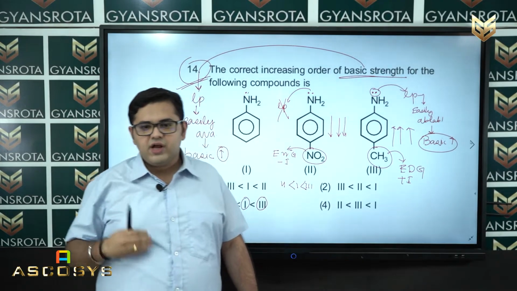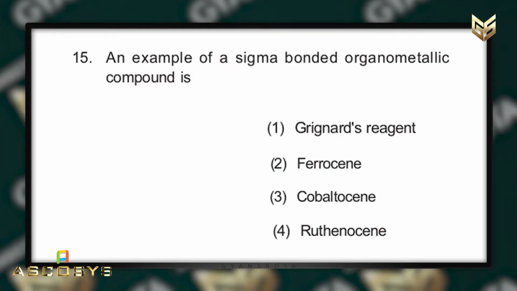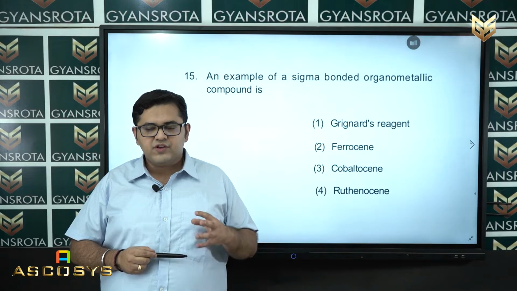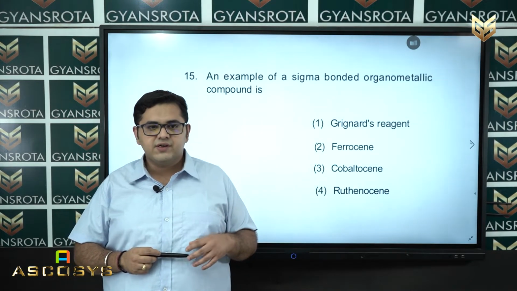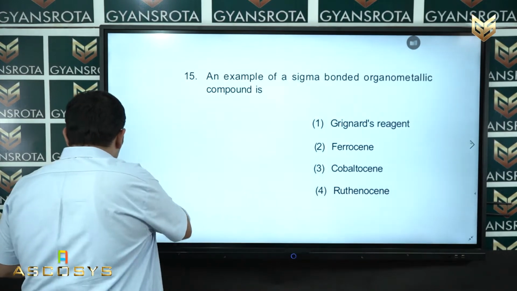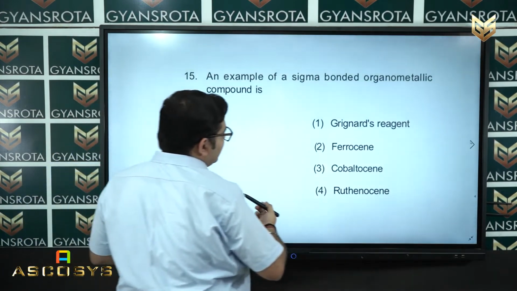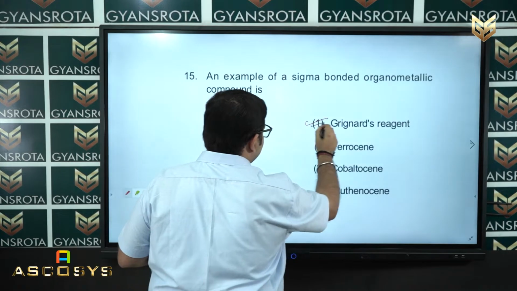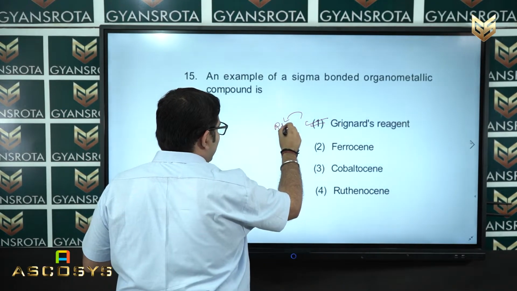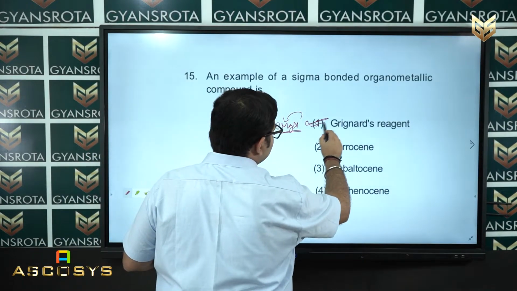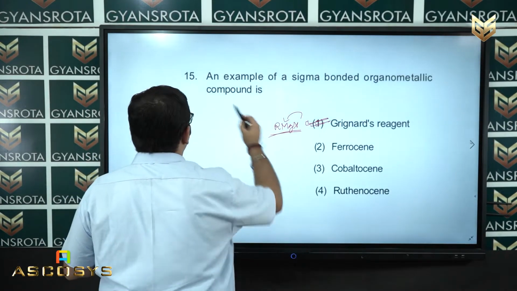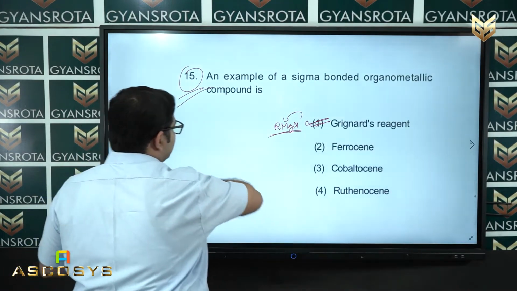Now we are moving to another question, that is question number 15. Question number 15 is on your screen. An example of a sigma bonded organometallic compound. This question comes from your coordination chemistry, that is a class 12 chapter. So, my students, which one is the correct answer? Your Grignard reagent, which we can write as RMgX. So, Grignard reagent is the correct answer of this question number 15.